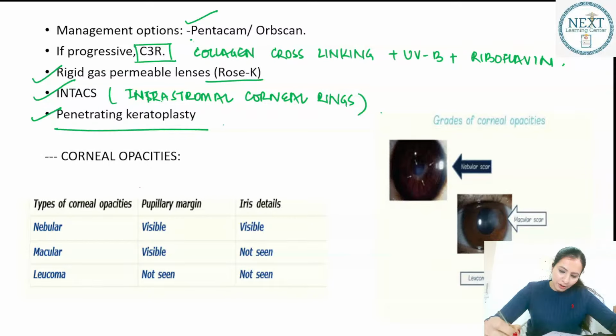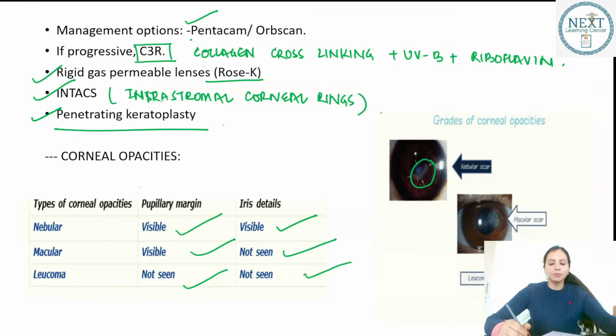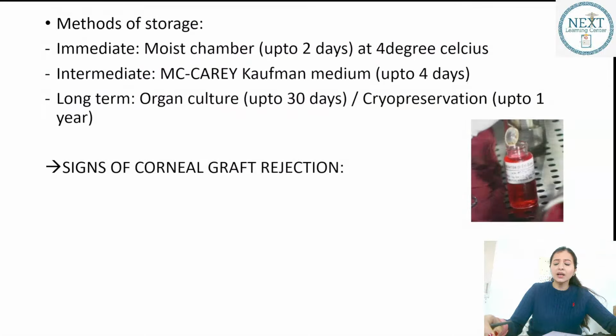Talking about corneal opacities, this is a nebular corneal opacity. You are clearly able to see the iris details and the margin of the pupil. Macular, you are clearly able to see the pupillary margin, but iris details are not very clearly visible. Leukomatous opacity, nothing is seen, neither the pupillary margin nor the iris details. Then this is about penetrating keratoplasty.